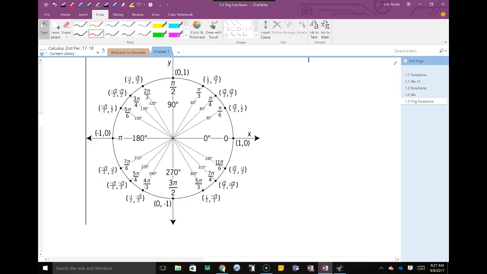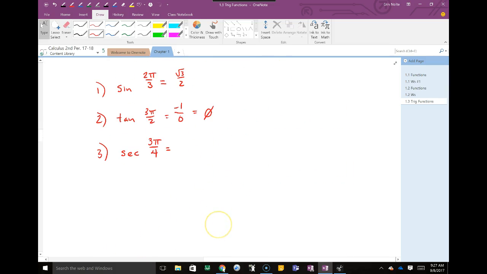Secant is what? 1 over x. Okay, so my x value is negative square root of 2 over 2. So if I'm going to do the reciprocal, I just flip it. So it's going to be negative 2 over the square root of 2. Can I leave it like that? No, we've got to bring the square root up. This becomes negative 2 square root of 2 over 2. The 2's cancel, and we get?